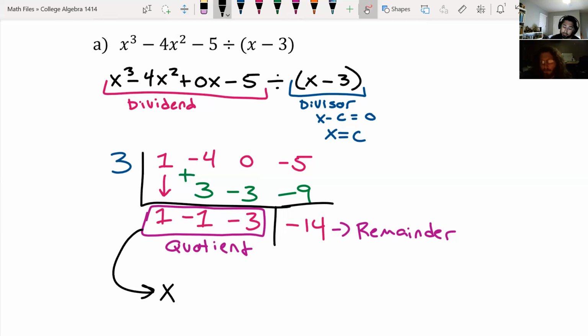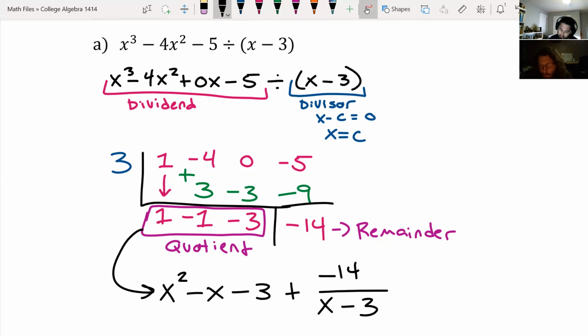We're reducing the power of 3 by 1. So what would the new leading power be? 2. So we'd have x squared minus x minus 3 plus the remainder over the original divisor of x minus 3. There it is, y'all.